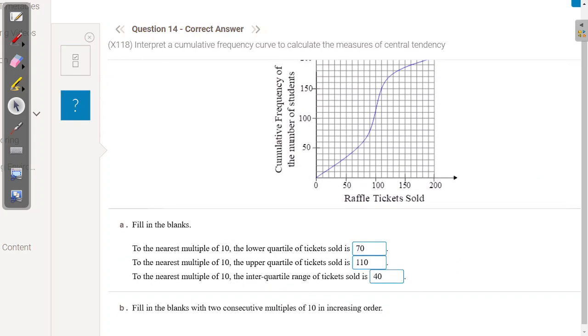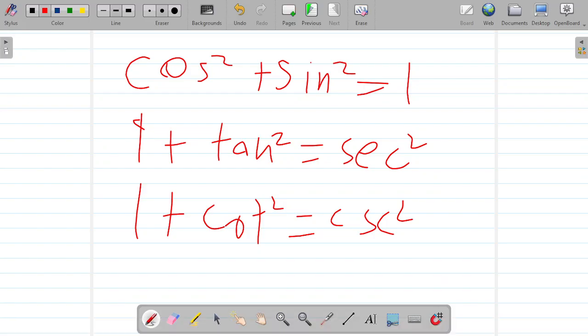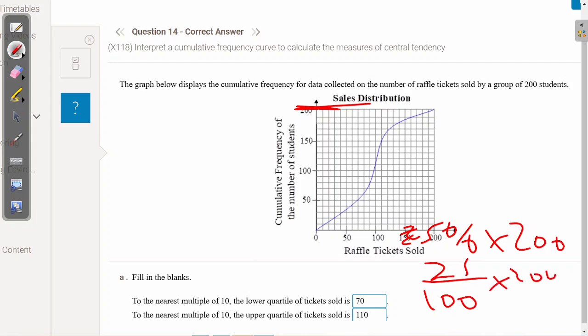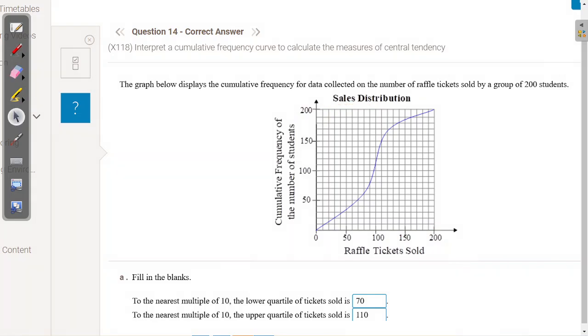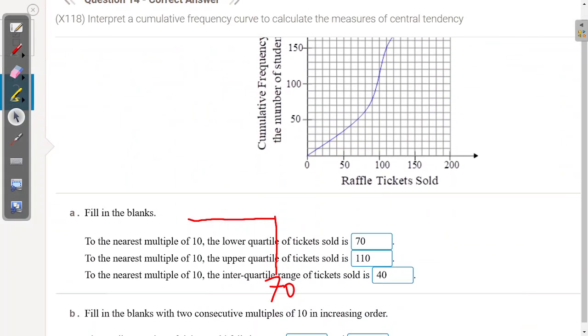Okay, they want the lower quartile. Lower quartile means 25% of the total. The total is 200, it's what's at the top of the graph. 25% times 200, 25 over 100 times 200, will be equal to 50. But that's not the answer. You look at 50 on the y, and you check where it intersects in the graph. That's at 70. So the answer is 70.